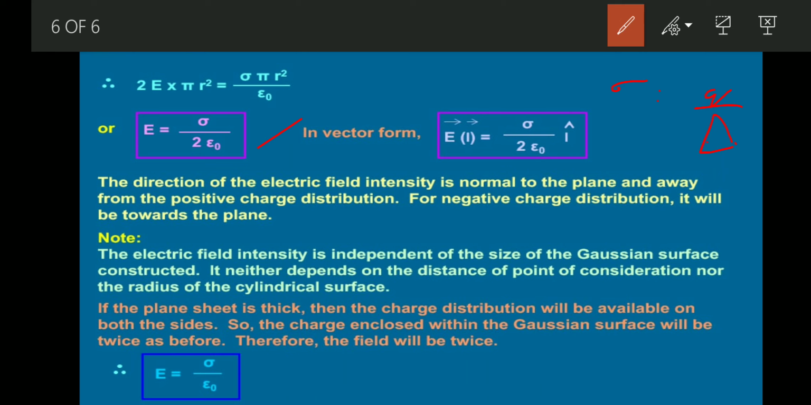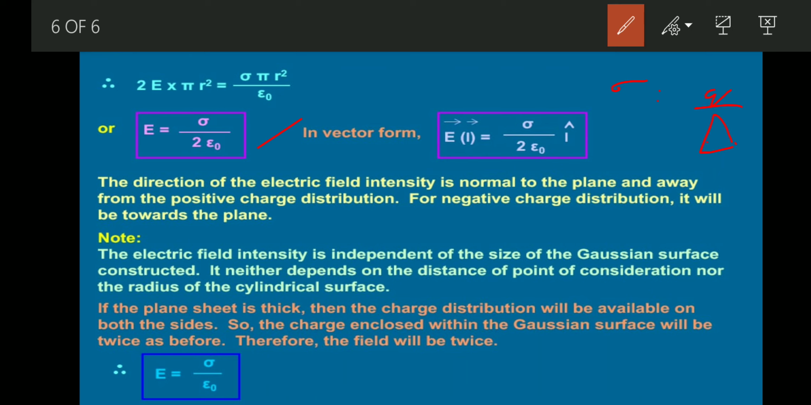And if we want to write it in vector form, we will give the direction, and here the n-cap vector indicates the direction of the electric field, which is perpendicularly outward because the sheet is positively charged, and if it is negatively charged, it will be inward.